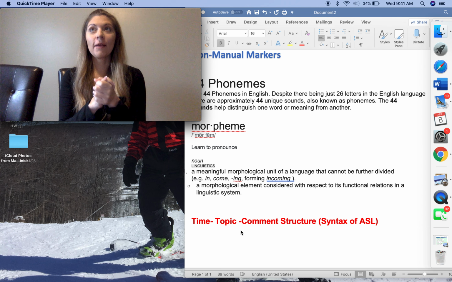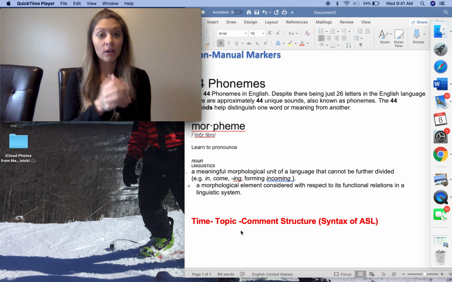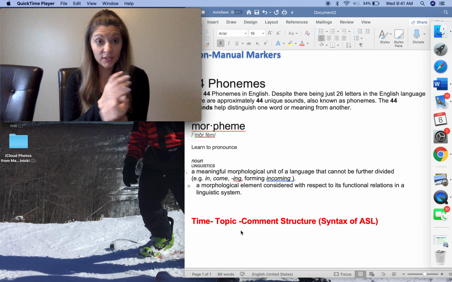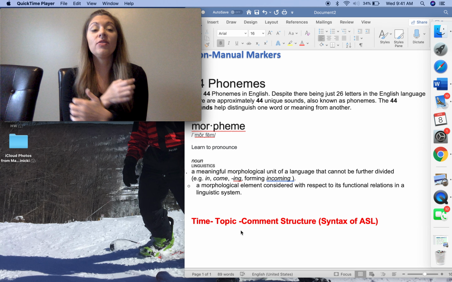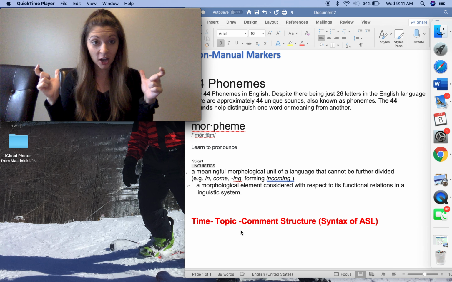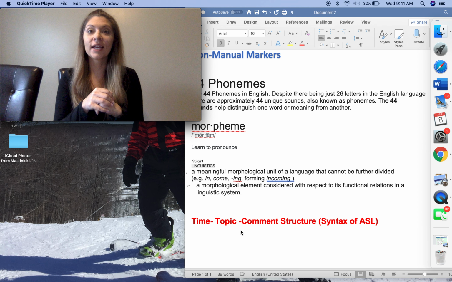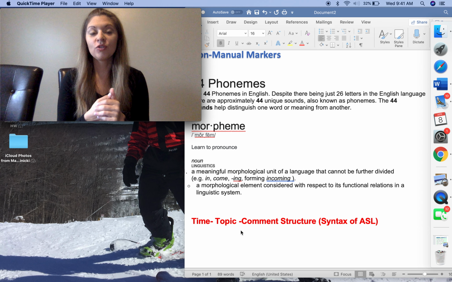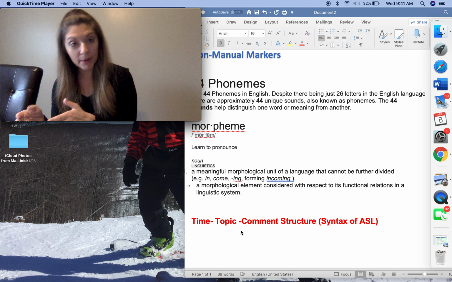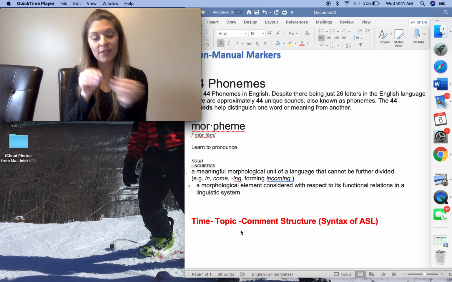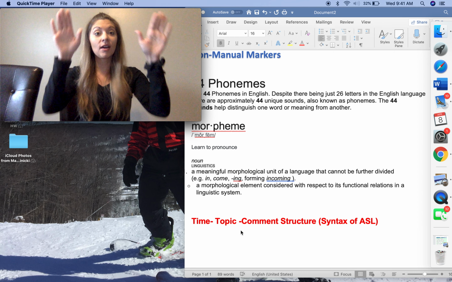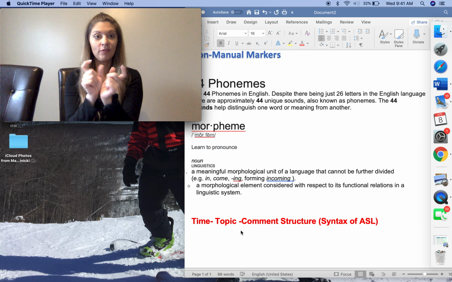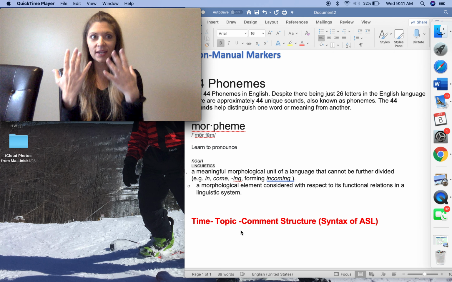So if I'm talking about a bear, I'm going to say bear first, and then I'm going to add that it was big. I'm going to add that it was brown. I'm going to add that it was scary. So I'm not going to say the big, brown, scary bear. I'm going to say the bear, and then I'm going to add the detail to it. So it's like a blank coloring page. I have the outline of a bear, and then I add those details, and then I can see it.